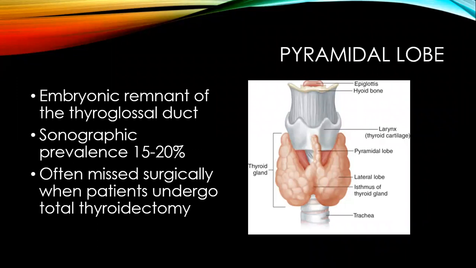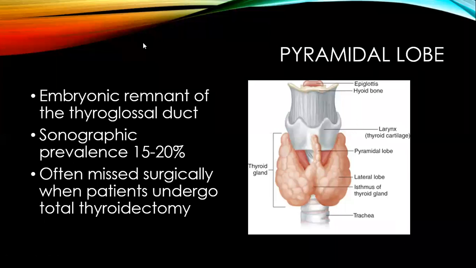There is what is called a pyramidal lobe, which is an embryonic remnant of the thyroglossal duct, which is labeled here. So we've got our thyroid gland, and this is our pyramidal middle lobe. On ultrasound, we actually detect it in about 15 to 20%, but clinically it is not detected. So it is often missed surgically if it's not recorded on ultrasound when patients undergo total thyroidectomy.